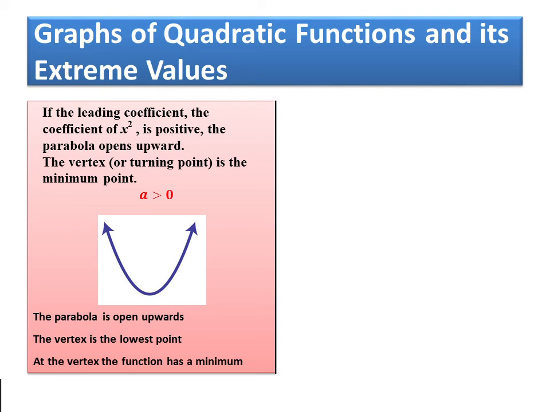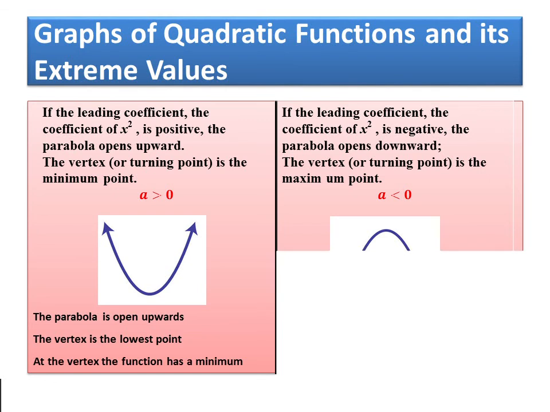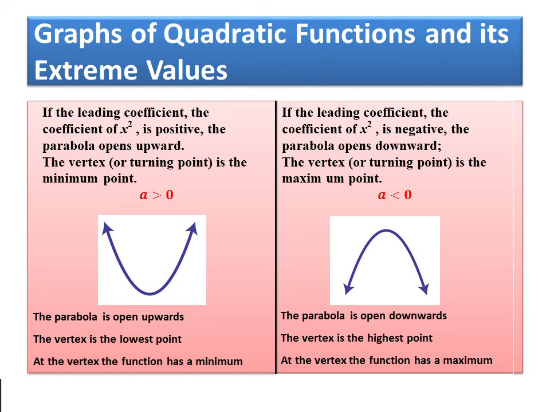So, if we look at the graph to the left-hand side, where a is greater than 0, we have a parabola that is open upwards. The vertex is the lowest point, and at this vertex, the function has, of course, a minimum value. Meanwhile, if a is less than 0, this is the case to the right-hand side. In other words, if the leading coefficient is negative, the parabola is open downwards, and the vertex in this case will be the highest point. So, at the vertex, the function has a maximum value.